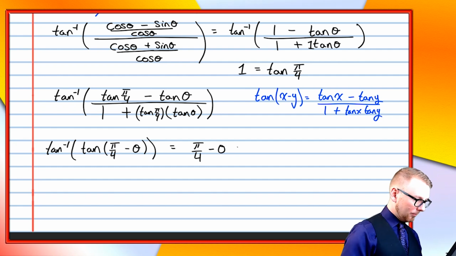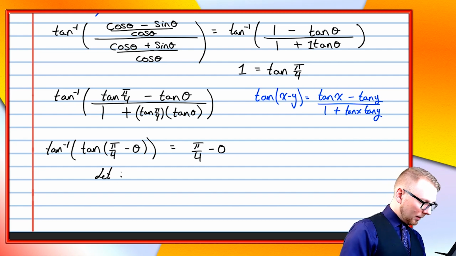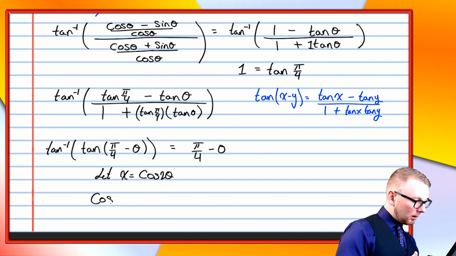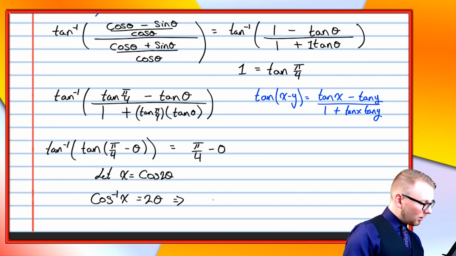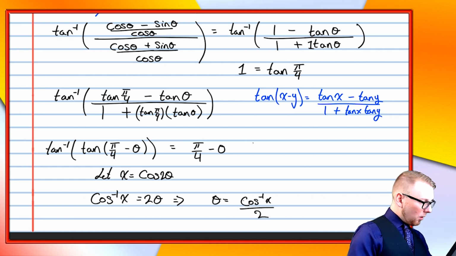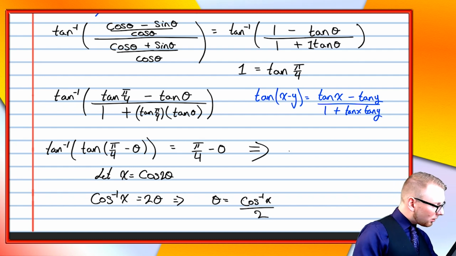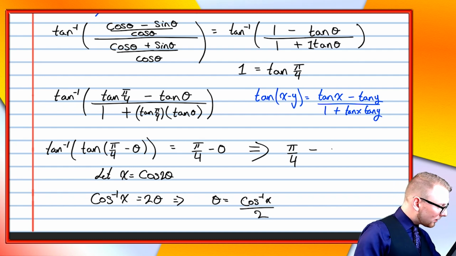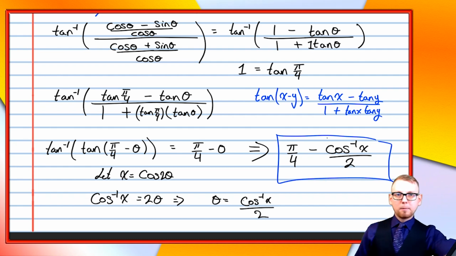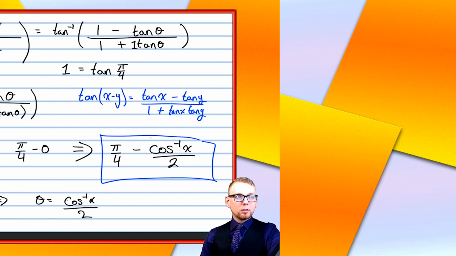What was theta? Remember, we let x equals the cosine of 2 theta, which means we take the inverse, so we've got cosine inverse of x equals 2 theta, which then becomes theta is equal to cosine inverse of x over 2, which means our answer is pi over 4 minus cosine inverse of x over 2. Done like dinner. Actually, I don't have any dinner, so and that's all I got.